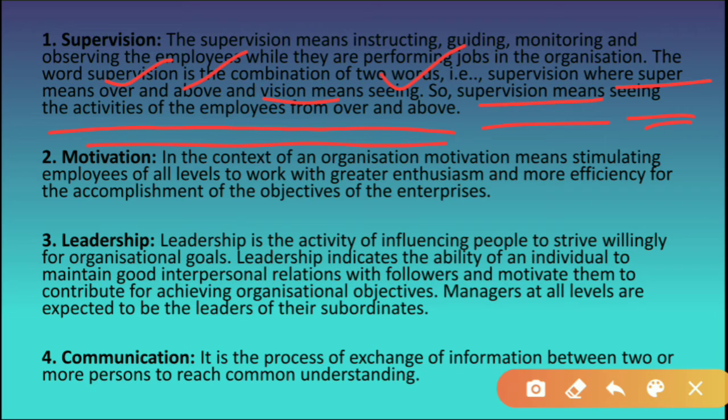Over and above means the managers are over their subordinates. That is why they are seeing the activities of the employees from over and above, and they are supervising the subordinates. That is why it is written that supervision means to see the activities of the employees from over and above, because here the managers or the superiors are the ones who see the performance of the employees from over and above. So this is what supervision means.